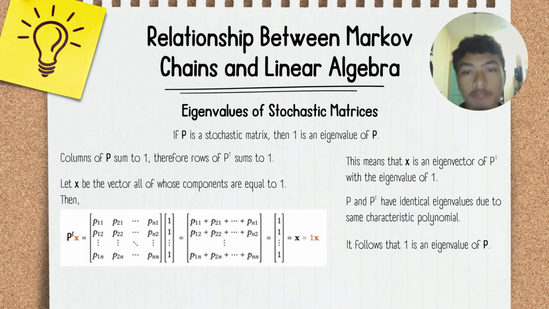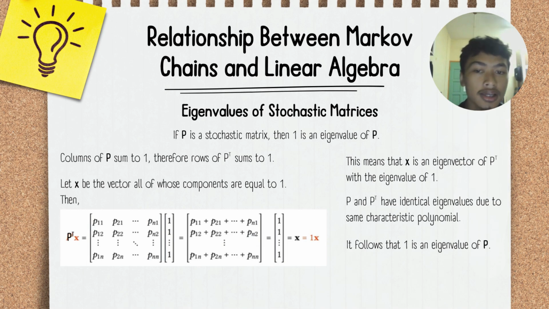By combining the previous two relationships between Markov chains and linear algebra, we get the eigenvalues of stochastic matrices. If P is a stochastic matrix, then 1 is an eigenvalue of P. This is because the columns of P sum to 1. Therefore, the rows of P transpose sum up to 1.